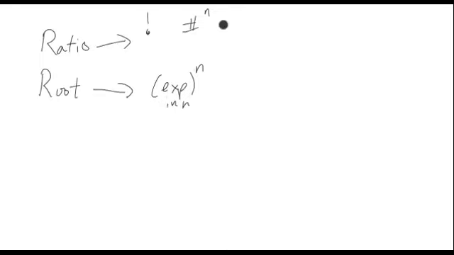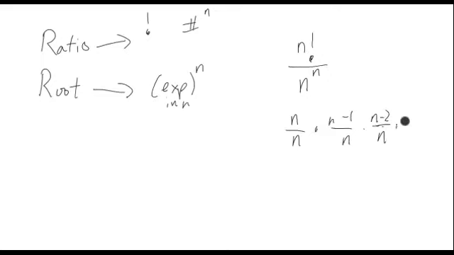Sometimes these things are intermixed though, and in that case, maybe the best way to go is something else. For instance, what if you have n factorial over n to the n? Here you could think of this as n over n times n minus 1 over n times n minus 2 over n and so on, with n n's on the bottom and n things on the top. Notice that all of these fractions are less than or equal to 1.